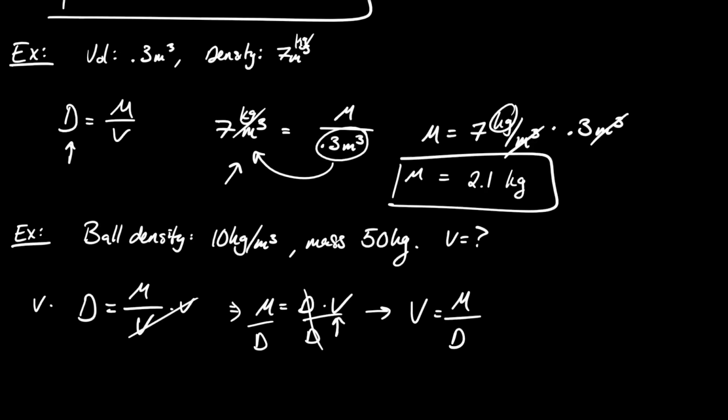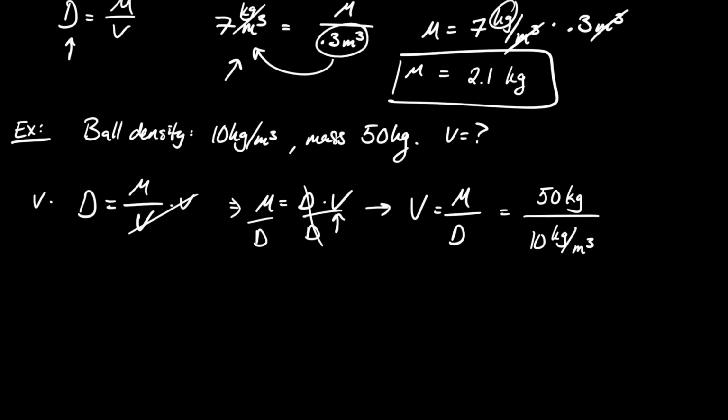And now it's time for us to plug in numbers. So for our situation, we have a mass of 50 kilograms and a density of 10 kilograms per meter cubed. Okay, let's check what units die versus survive here. Now, we have kilograms upstairs and kilograms downstairs, so those cancel immediately.